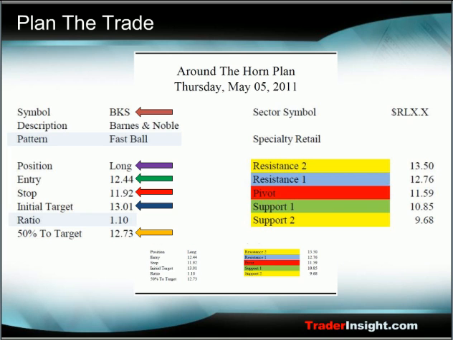I've also got the 50% to target area identified here. Remember, if I enter a trade and I get 50% of the distance between the entry and the target, I move my stop to break even.